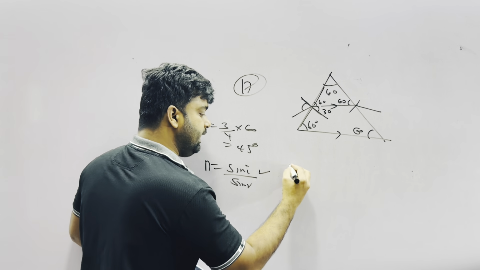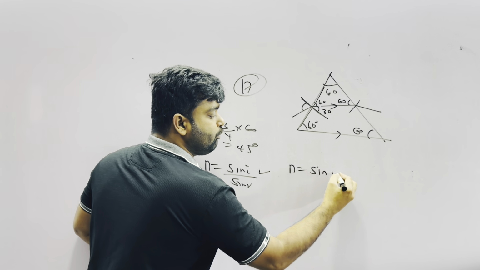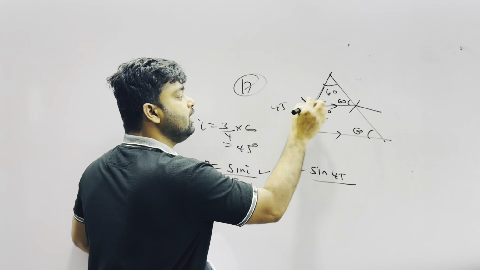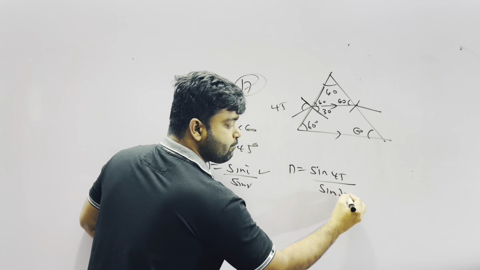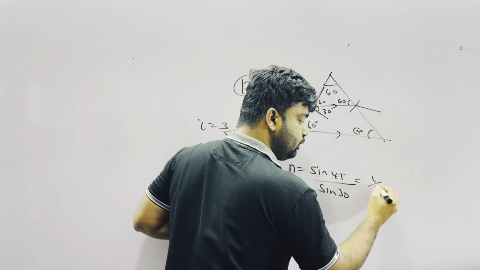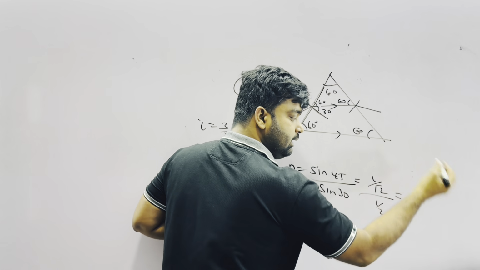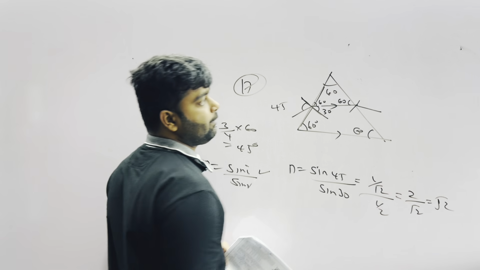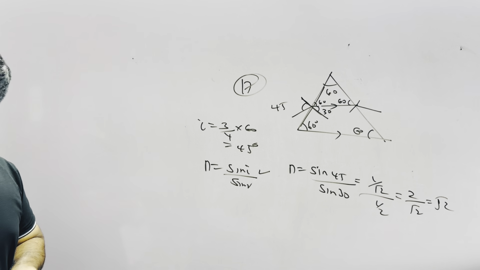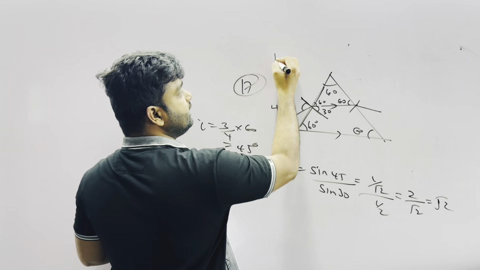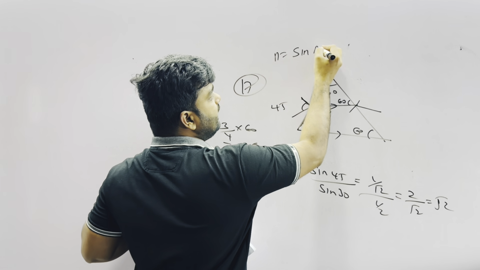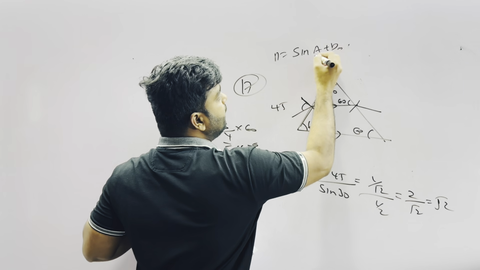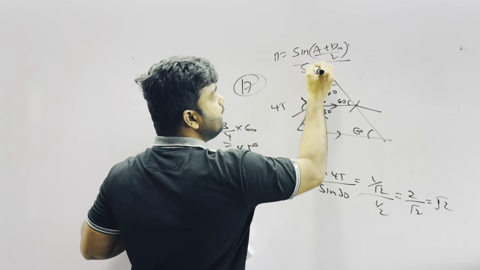You can substitute: n is equal to sine 45 over sine 30, since i is 45 and r is 30. Sine 45 is 1 over root 2, sine 30 is half, then it becomes 2 over root 2, which is equal to root 2. Or otherwise, you can use the direct equation n is equal to sine of (A plus D minimum) by 2, over sine A by 2.